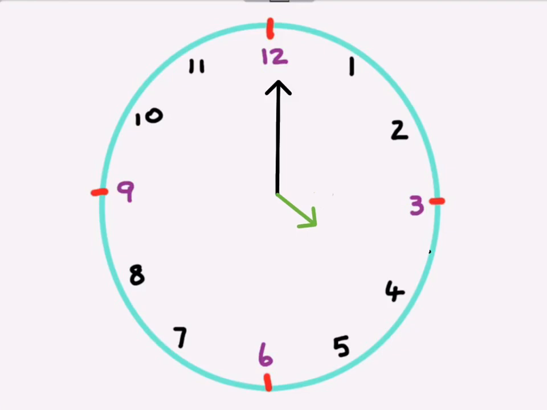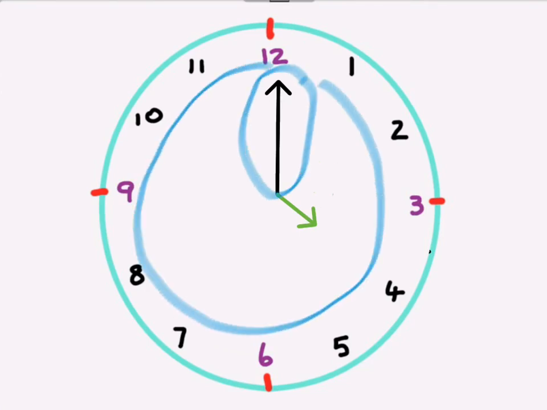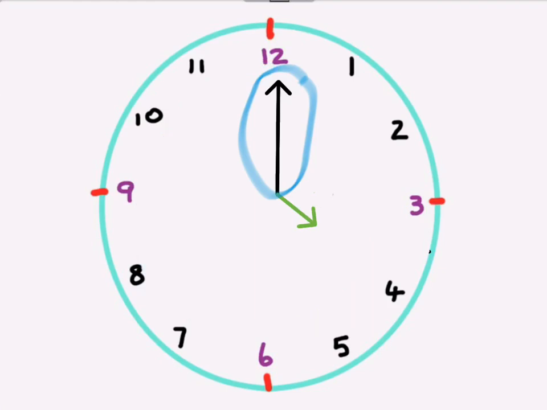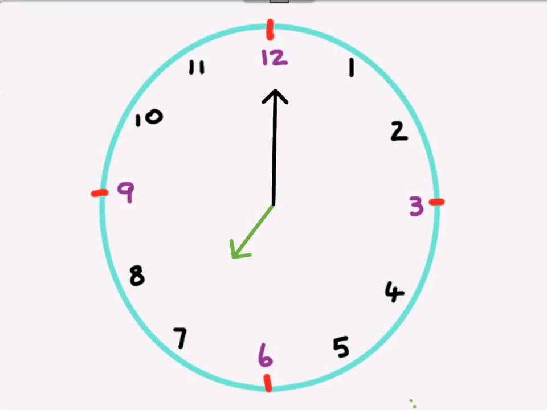Basically, our minute hand, which is our long one, moves right around the face of the clock every hour. And once it has done a full revolution of that, our hour hand has moved from one number to the next.